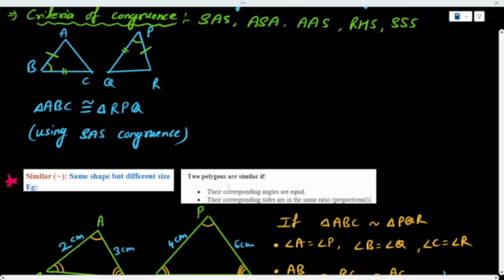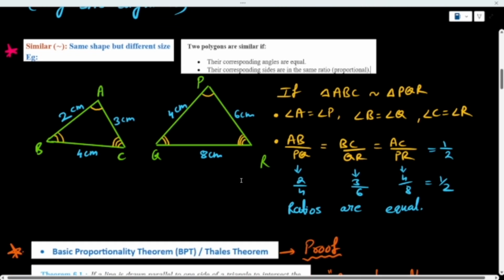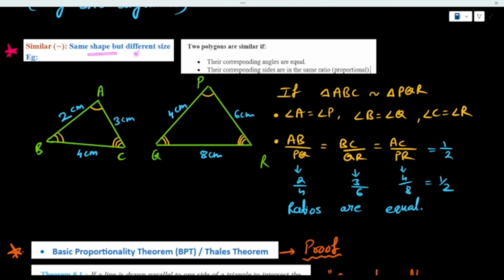Now what is the meaning of similar figures? Any two figures which are the same in shape but different in size are called similar figures. Whenever we take the similarity of two polygons, their corresponding angles are equal and their corresponding sides are in the same ratio; only then we say the two polygons are similar. Now what is your first polygon? Triangle. So in grade 10 we learn about the similarity of triangles only.